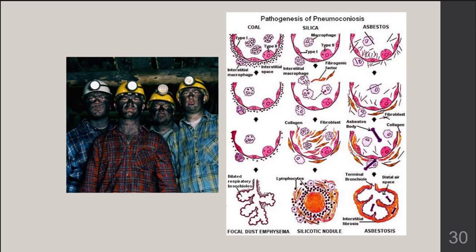Pneumoconiosis was first really defined in mine workers because of coal exposure. So when it's inhaled into the airway, you get type 2 cells and alveolar macrophages that end up being exposed to and capture the coal, and it causes inflammation leading to pneumoconiosis. It can cause focal dust emphysema. So this is in the case of coal exposure.